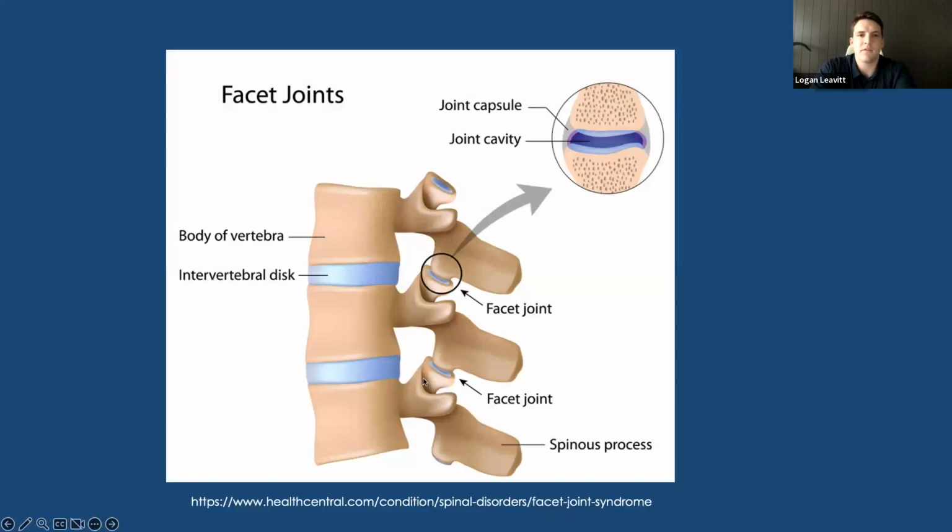So remember the facet joints are synonymous with zygapophyseal joints. I'll probably use those interchangeably. I might use facet more, but if I'm saying them, they're the same thing.